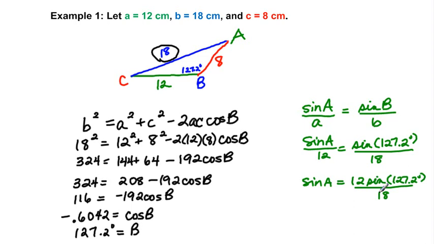Now, using your calculator to compute that value, gives us that sine A is equal to 0.53102. Now we can use the inverse sine function to find that our angle A is 32.1 degrees.